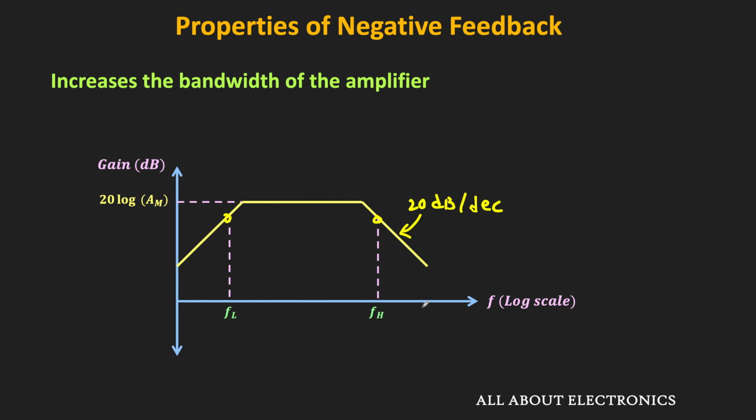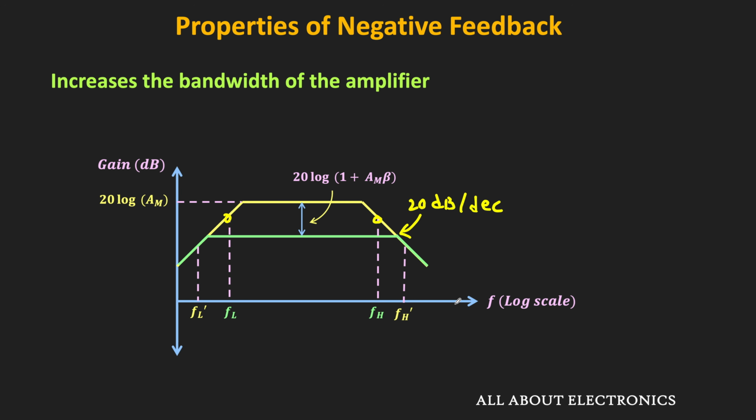So we can say that here without the feedback, this FH is the upper cutoff frequency of the amplifier, while the FL is the lower cutoff frequency, and the gain of the amplifier is equal to AM. But with the feedback, this gain will reduce by the factor of 1 plus A beta, or in decibels, it will reduce by 20 log (1 plus A beta). But at the same time, if you see, the bandwidth of the amplifier will also increase.